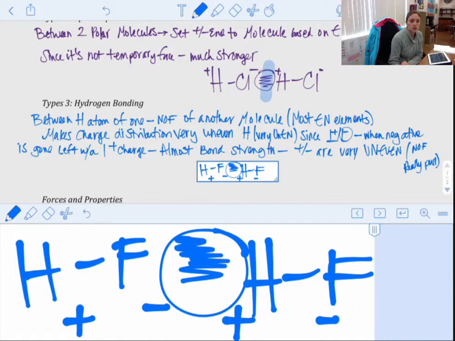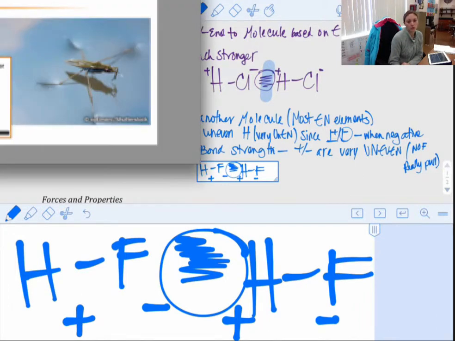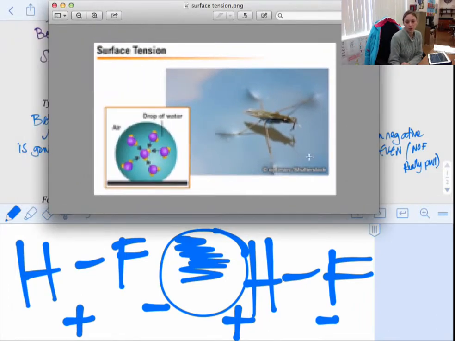So when you see things like the little water skimmers that run across ponds, that's due to what's called surface tension. And surface tension is due to hydrogen bonding. The hydrogen bonds can actually bend because they're so strong that whatever this water skimmer weighs is not nearly as much as what it takes to break that bond.